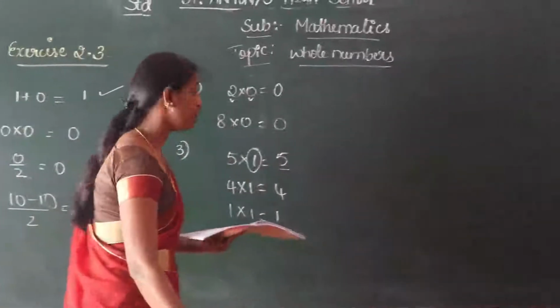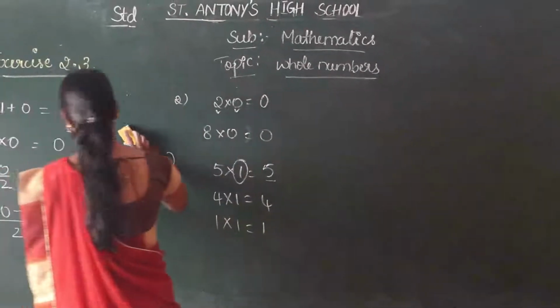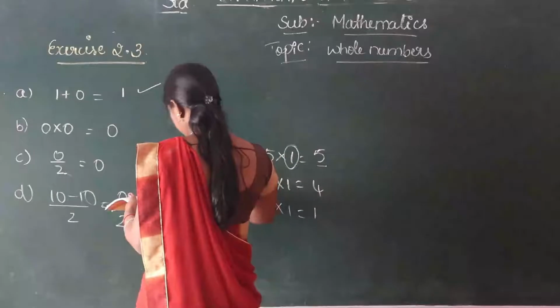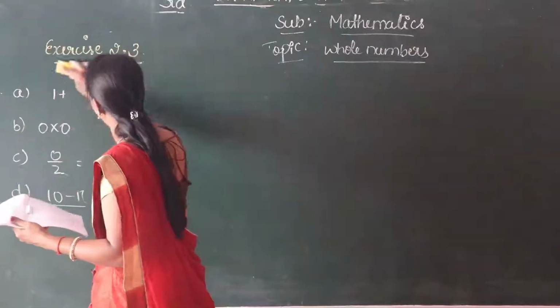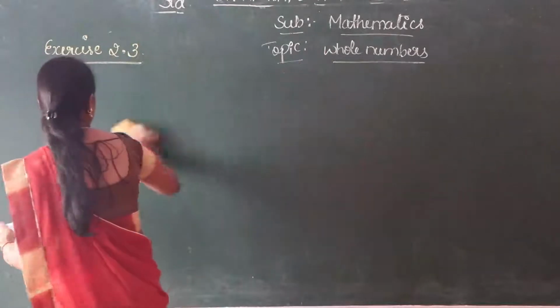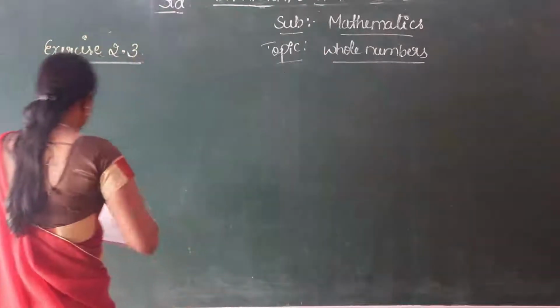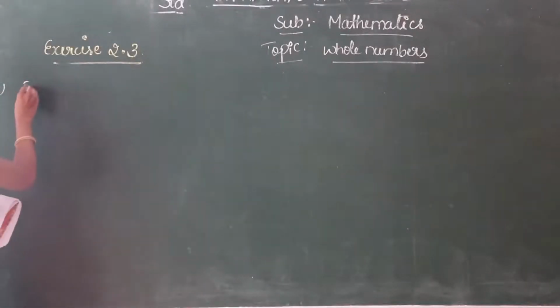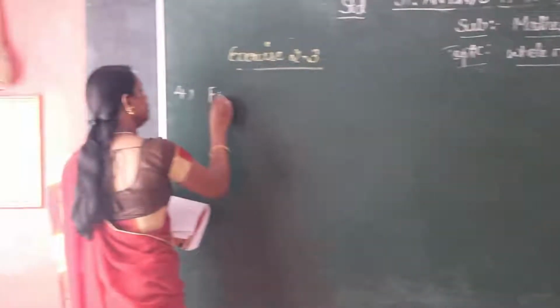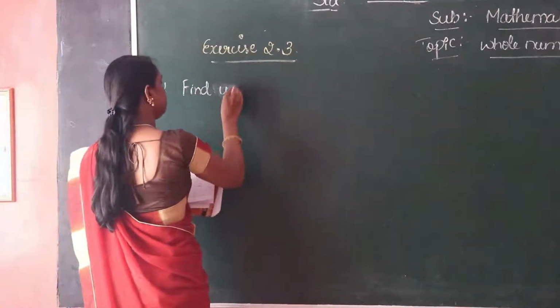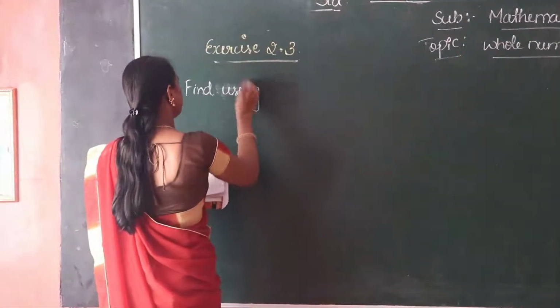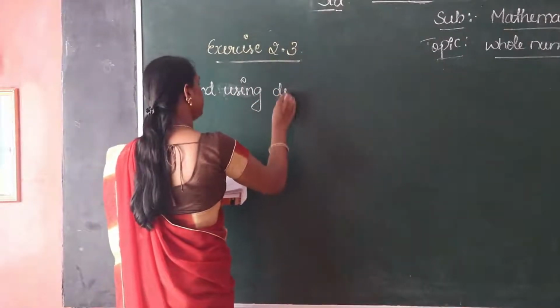Based on the properties, that is the fourth one, find the sums using the distributive property. These are very important. Find using the distributive property.